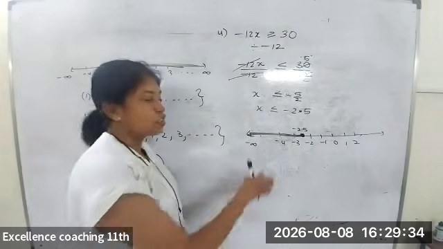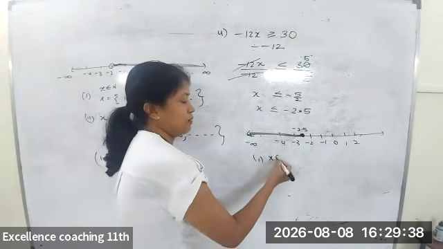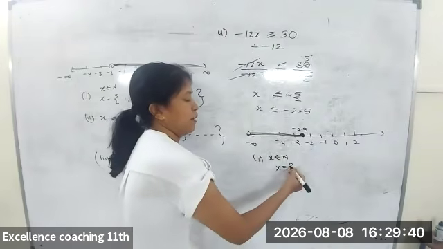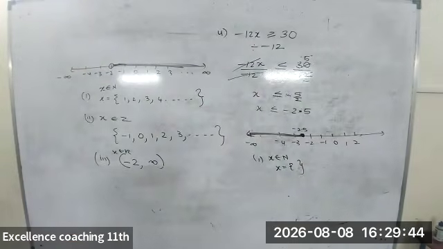Now, is there any natural number on this line? No. So the set is empty. Leave an empty set, or you have to write that phi symbol. X is empty because there is no natural number on that line.